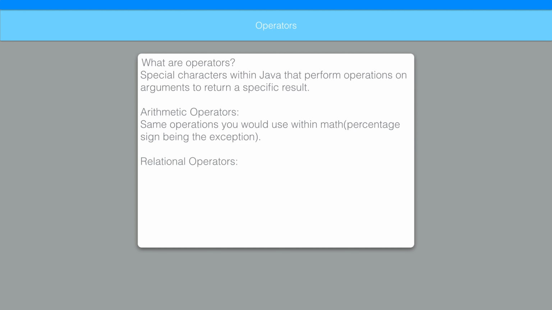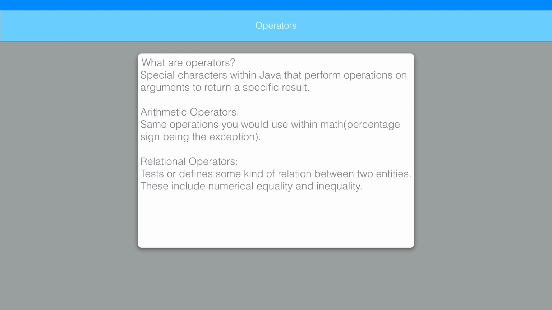Relational operators. Relational operators test or define some kind of relation between two entities. These include numerical equality and inequality. Conditional operators. Conditional operators perform conditional AND and conditional OR on two Boolean expressions.